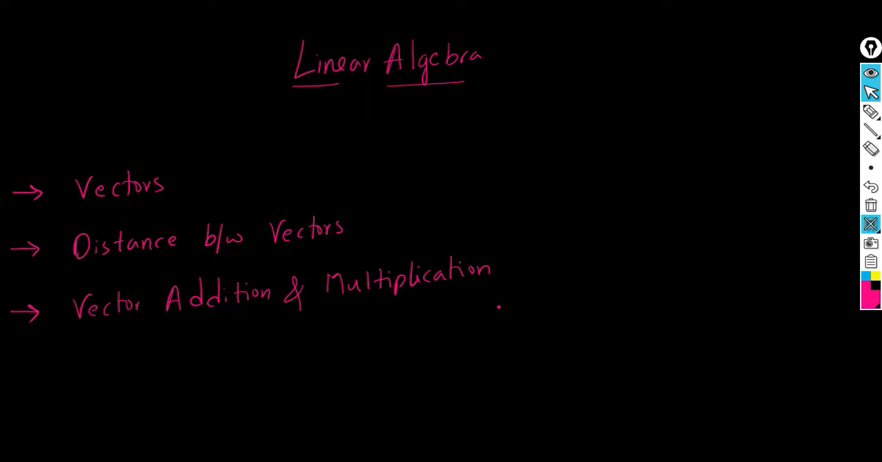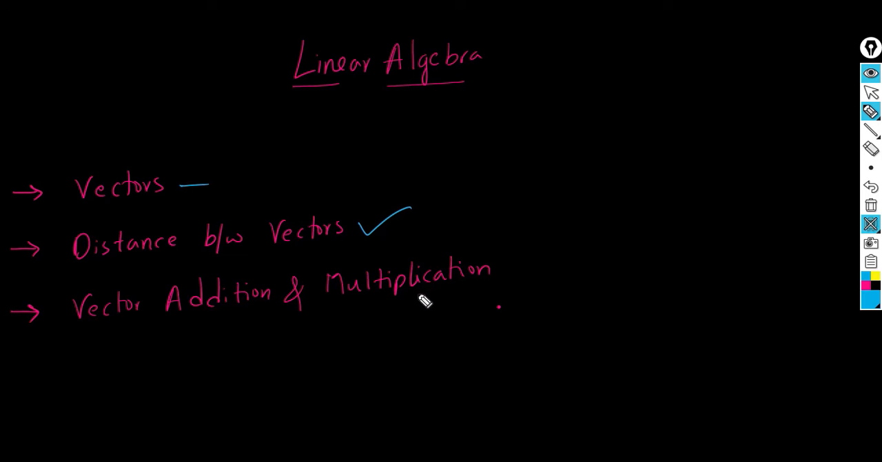Hi, in this video we are going to discuss the basics of linear algebra, because linear algebra is a very basic thing that we have to know before learning about machine learning topics. In this video we are going to discuss what a vector is, how we can represent vectors, and the difference between vectors and scalars. Then we are going to discuss how we can find the distance between vectors.